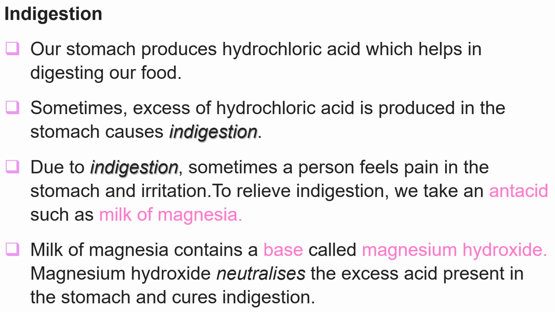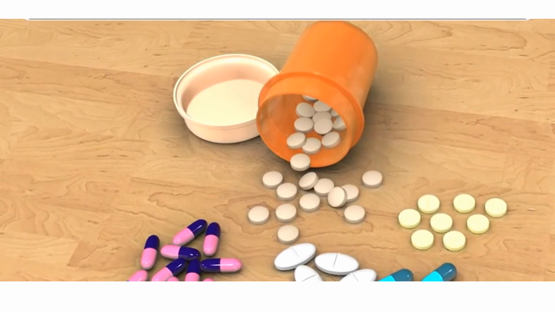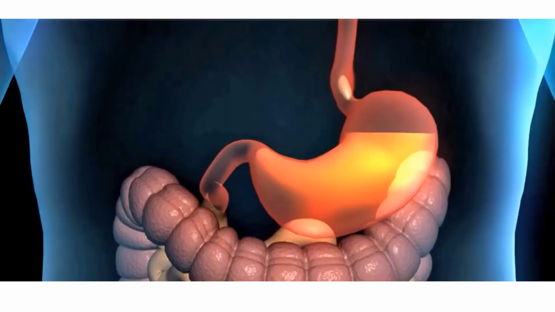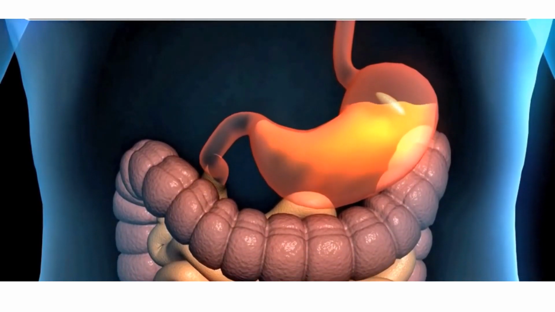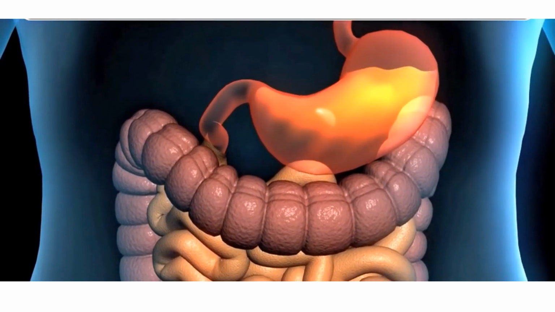To relieve indigestion, we take an antacid such as milk of magnesia. Milk of magnesia contains a base called magnesium hydroxide. Magnesium hydroxide neutralizes the excess acid present in the stomach and cures indigestion. An antacid neutralizes the excess acid present in the stomach.